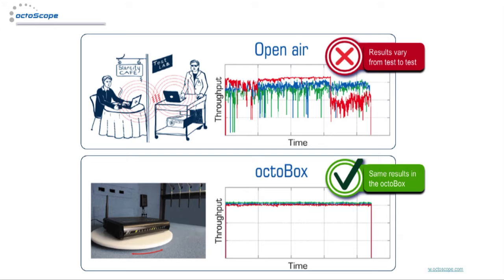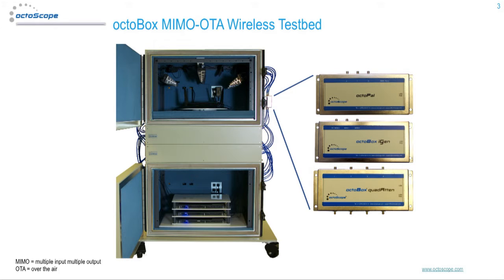Fortunately, there is a solution that not only addresses the variable and unpredictable nature of traditional wireless test strategies, but also for the first time enables development, test, QA, and deployment engineers to understand and predict the performance of wireless devices of all types in the real world. And it's available now from octoScope.